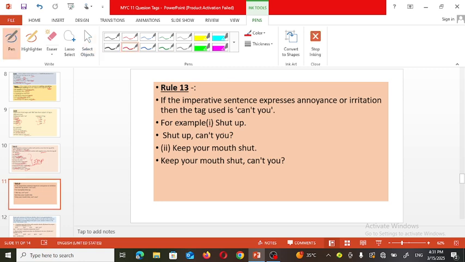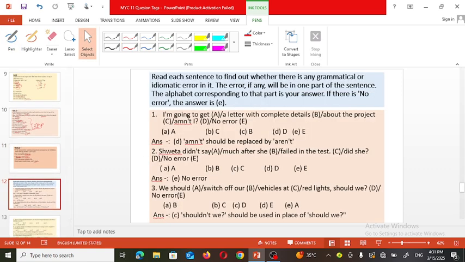For example, "shut up" — when someone is teasing us with unnecessary chit-chatting, then we can say it like that: "Shut up, can't you." The question here means we are insisting that he or she must shut his mouth. So at that time we can add the tag in a negative sense: "Keep your mouth shut, can't you," like that. Next one.